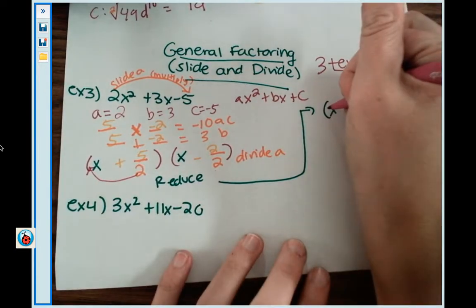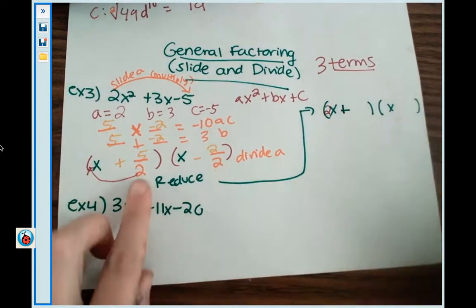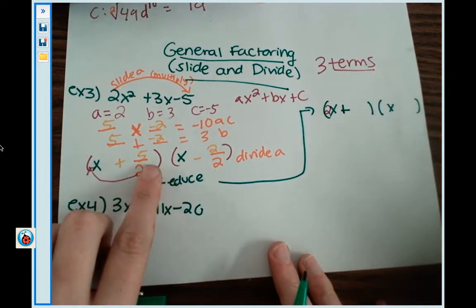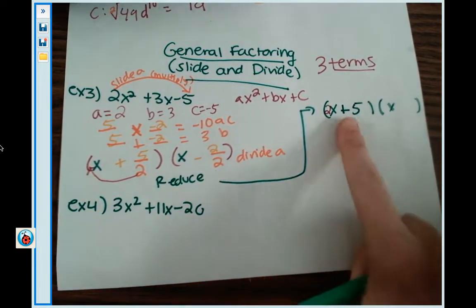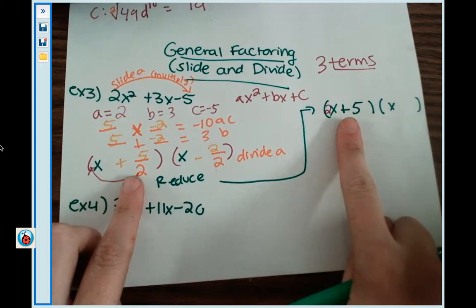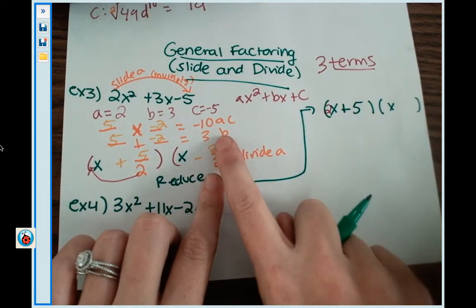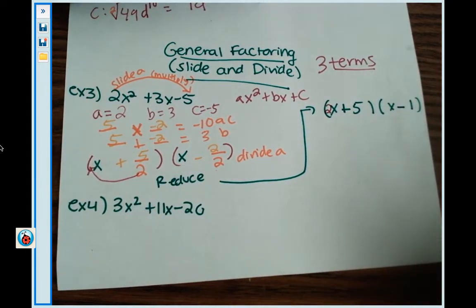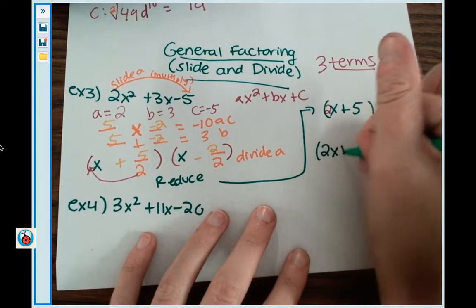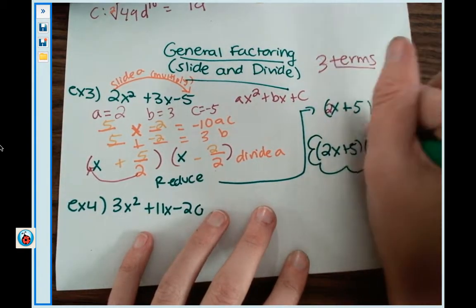So I'm going to write this as 2x plus, and what's left over after I slide the 2 over here is just my 5. So it'll be 2x plus 5. Okay, so this means the same thing as that. And then this one, I can reduce this one down. Negative 2 divided by 2 is negative 1, so it'll be minus 1. And that would be my final answer, you guys. So 2x plus 5 times x minus 1. And we are donezo with that.